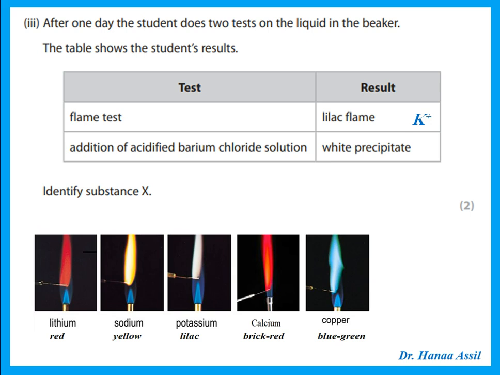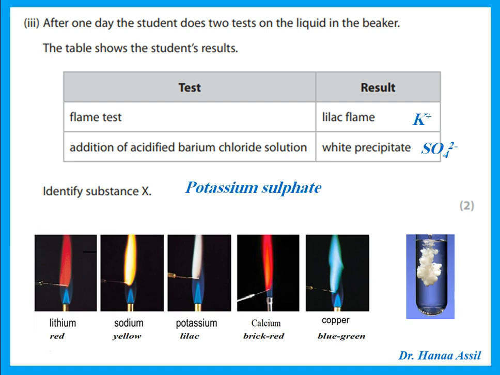Then he added acidified barium chloride and he got a white precipitate. So the first thing you're going to ask yourself: barium chloride is a test for what to give me a white precipitate? Remember that barium chloride is a test for sulfate. That means when he says identify the substance, tell me the name of the substance present. Of course, we found that we have potassium and sulfate, so my substance is potassium sulfate. Okay?